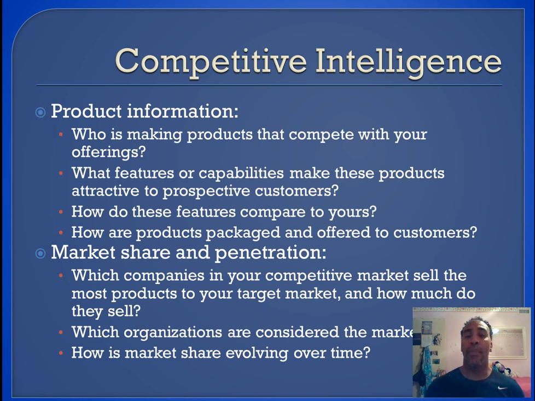How do these features compare to yours? Maybe I have more fresh ingredients. Maybe they do. Maybe I have a dessert pizza and they don't. You have to see how it compares. You have to basically do that side-by-side comparison. How are products packaged and offered to customers? Is their box better than mine, or is my box better? Is mine more colorful and it makes people more attracted to the actual Papa John's box versus my pizza box?